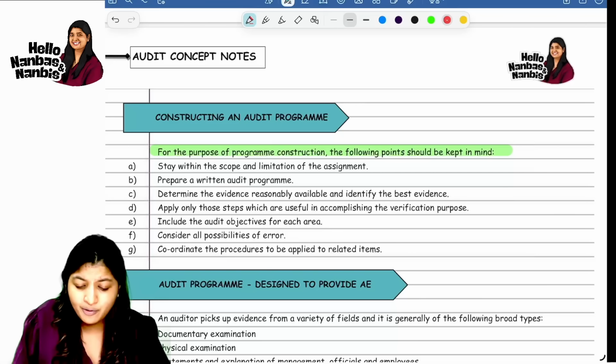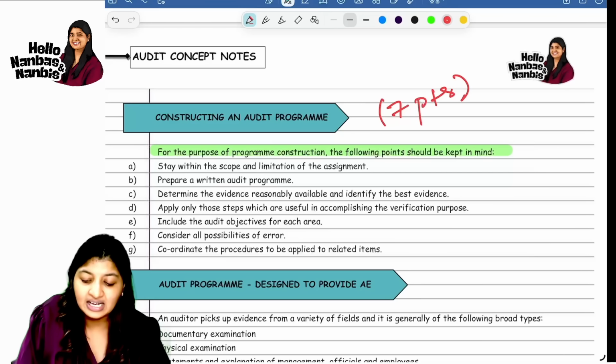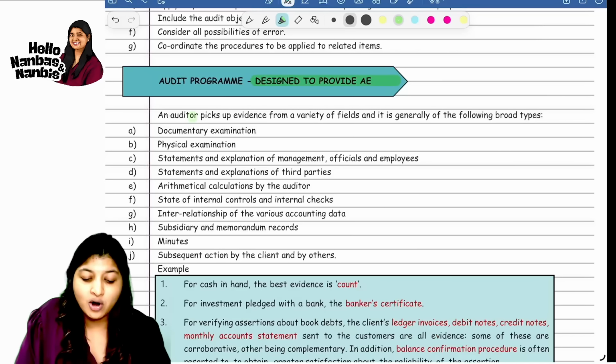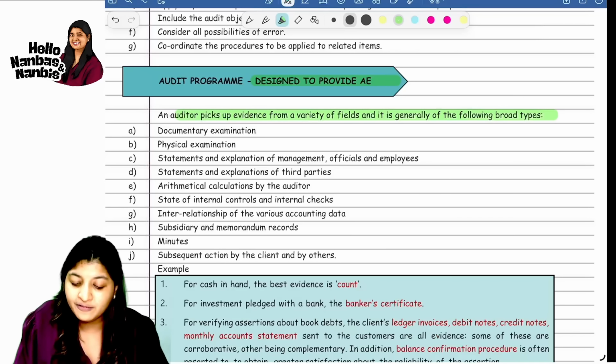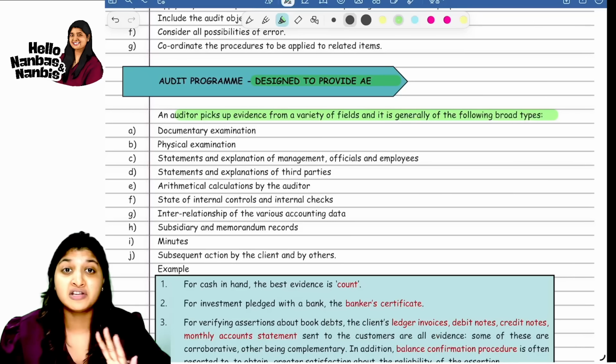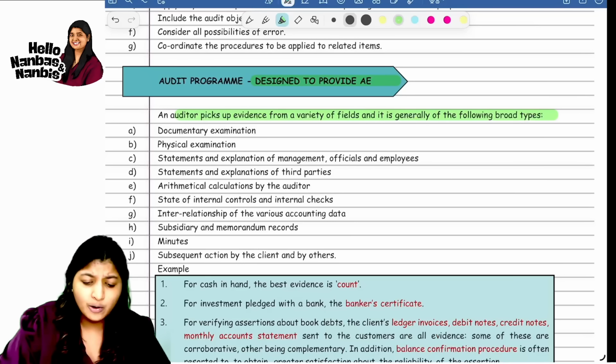So these 7 points you will write for constructing an audit program. Audit program is designed to provide audit evidence. Your auditor picks up evidence from a variety of fields and it is generally of the following broad types. Now itself we saw 4 questions with respect to audit program.